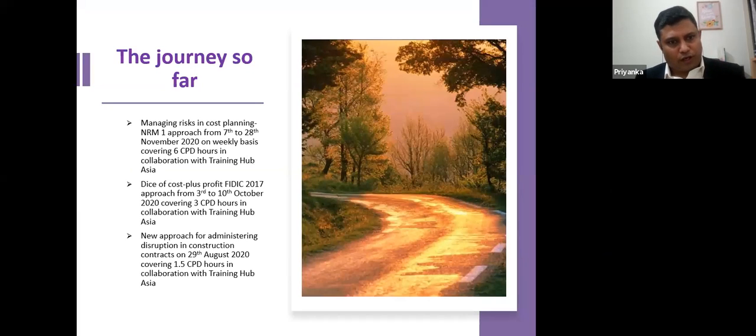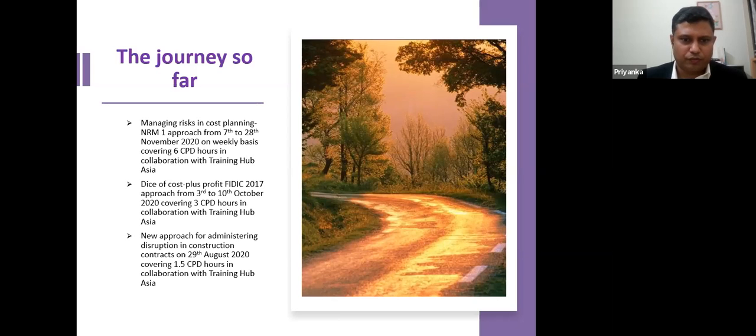The journey so far. So Mindful Contract Administrator has embarked on our journey with the Training Hub Asia. Our first session was on 29th August 2020. It was on a new approach for administering disruption in construction contracts. That was our first session. It was a CPD covering 1.5 hours. And then we spoke about the dice of cost plus profit 2000 using FIDIC Red Book 2017 version.